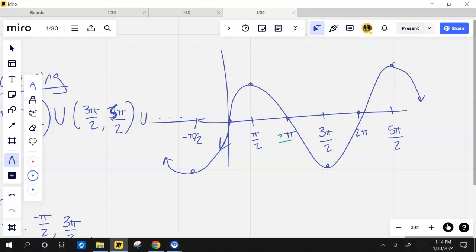Okay, so think about it like this. 4 pi over 2, 5 pi over 2. The next would be 6 pi over 2, which is 3 pi. It's a half a pi for each one. 1 pi over 2, 2 pi over 2 would be pi, 3 pi over 2, 4 pi over 2. I add one more half each time I do it.